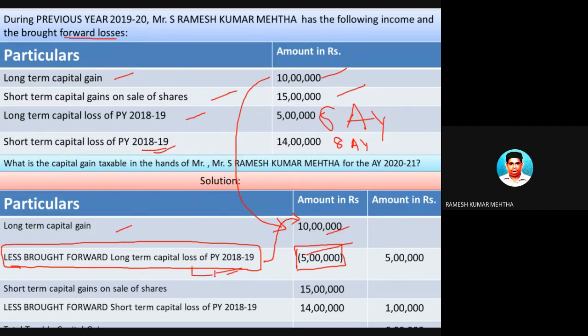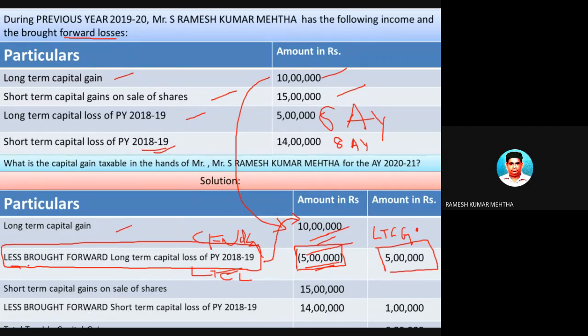The long-term capital loss of the previous year can be carried forward and set off. So we have set off the 5 lakh rupees loss against this 10 lakh rupees, and eventually the long-term capital gain this year is 5 lakh rupees. This is number one.